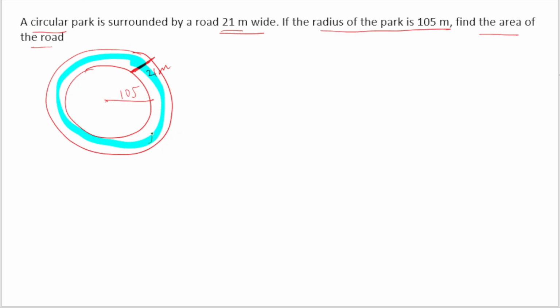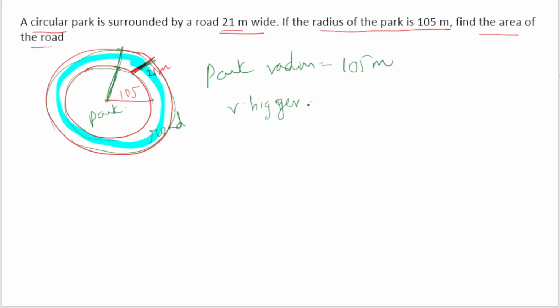This is the road, and this is the park. The park radius is 105 meters. The park is the smaller circle and the road is the bigger circle. So for the bigger circle, what is the radius? It is the radius of the park plus the width of the road, the radius of the smaller circle plus the width of the road. It is 126 meters. 126 meters is the radius of the bigger circle.